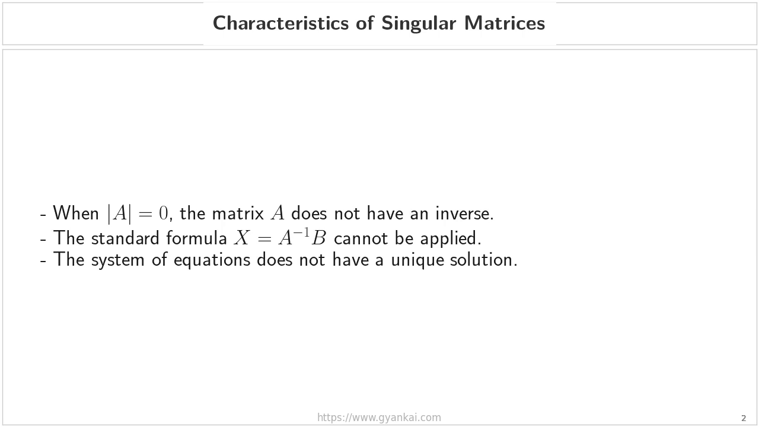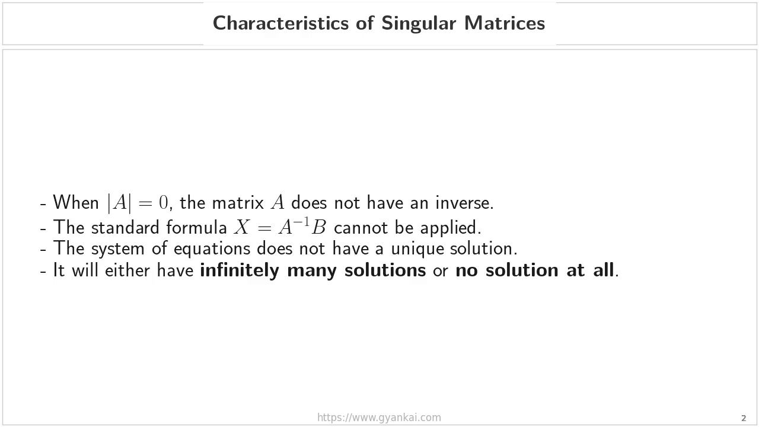We can't use that shortcut to find our variables. As a result, the system of equations does not have a unique solution. We aren't looking for just one single point where these planes intersect. Instead, we are faced with two possibilities. The system will either have infinitely many solutions, meaning the equations overlap in a line or a plane, or it will have no solution at all, meaning the equations are inconsistent and never meet. In the next slide, I will show you the specific mathematical tool we use to figure out which of these two cases we are actually dealing with.